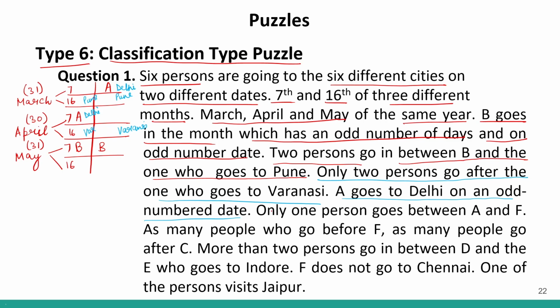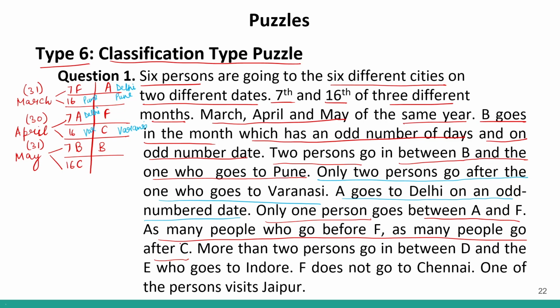Okay? Only one person goes between A and F. So, A and F, one person go, that means F will be here or F will be here. Correct? As many people go before F, as many people go after C. That means from top and bottom, F and C will be in the same position. So, if F we have here, C will be here. If F we have here, C will be here.